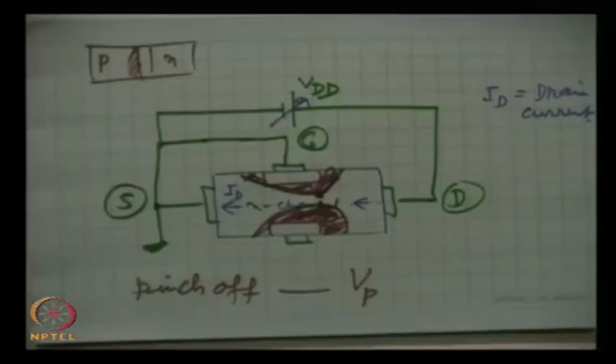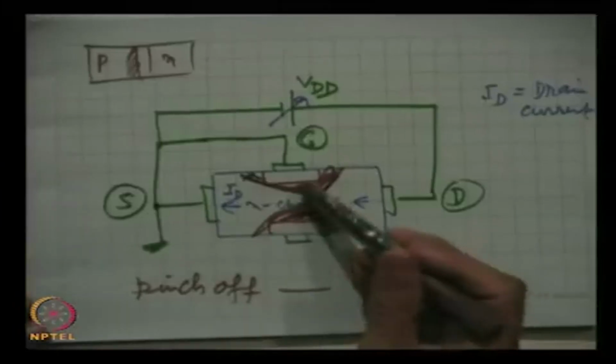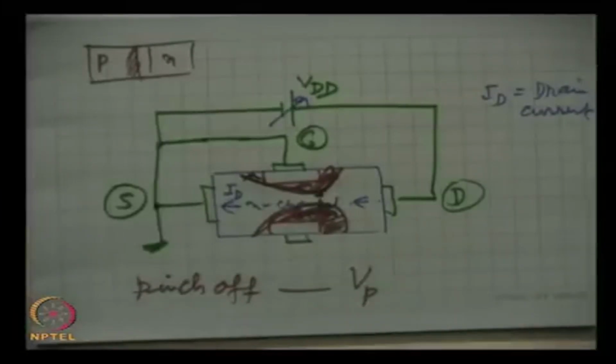Now this is not difficult to follow, that because of this spread of the depletion region, the channel conductance, the conductivity of the channel, is falling. I am sure you have not forgotten that the depletion region is a high resistivity region, and so the channel width falls and the resistance will increase. So, the current levels off, it becomes constant.